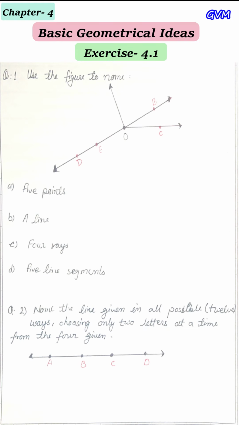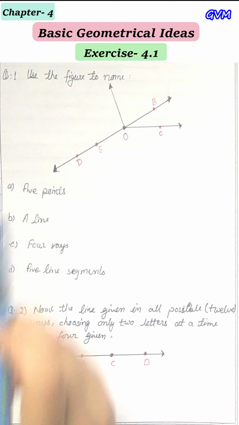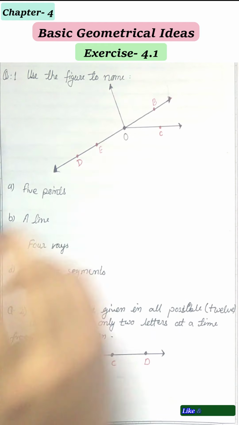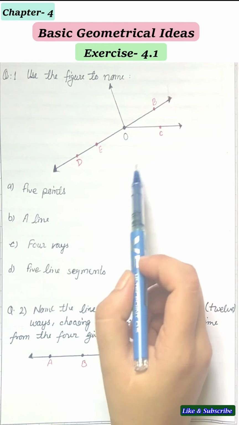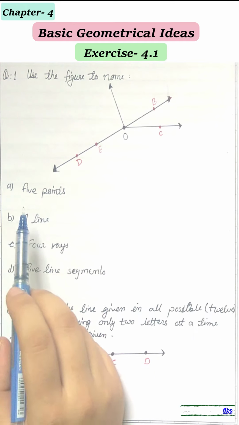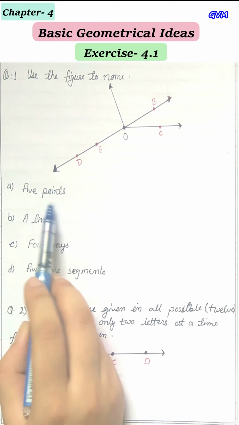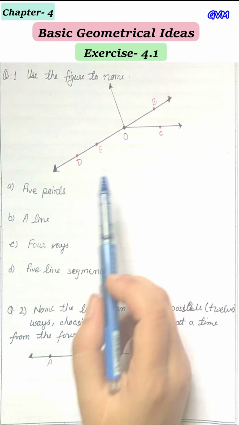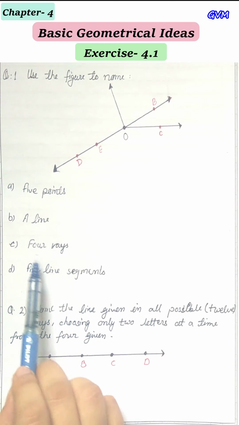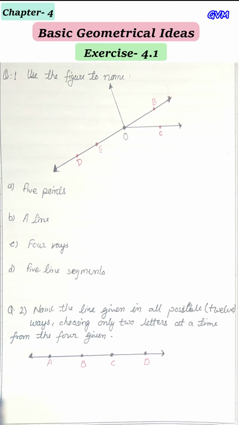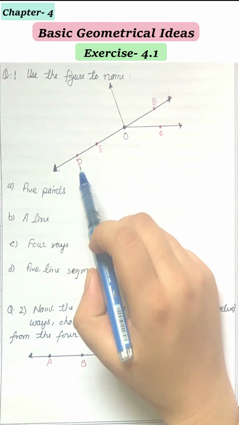Hello students. So today we are going to discuss exercise 4.1 from the chapter Basic Geometrical Ideas. Okay. So the first question we have: use the figure to name. We have a figure given here. And we have to name, first part, 5 points from this figure, a line, 4 rays, 5 line segments.